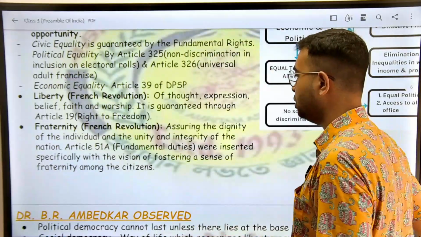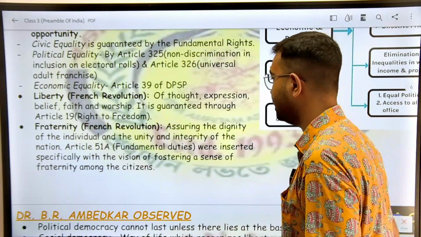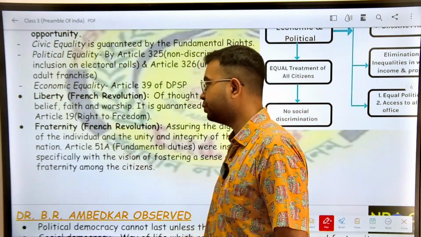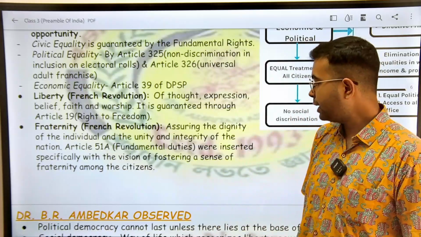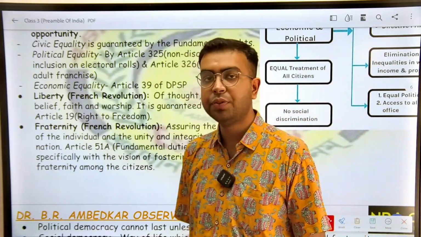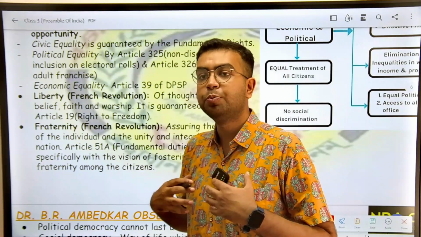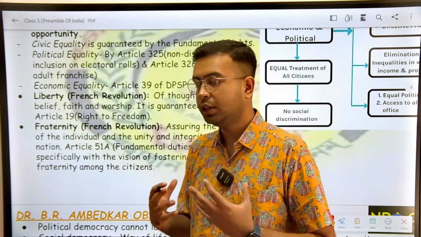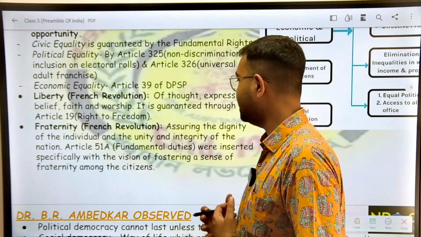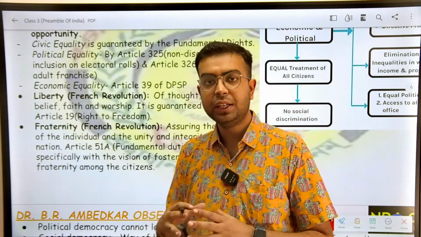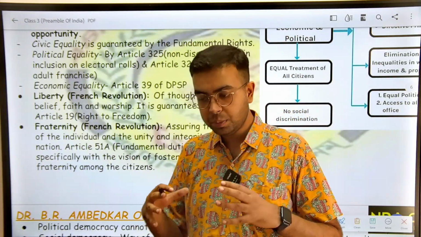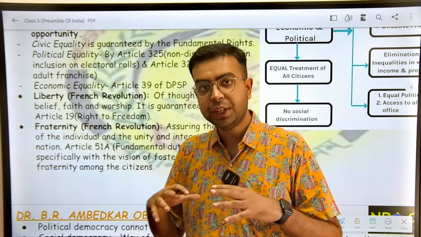The last goal of our constitution is fraternity, also borrowed from the French Revolution. What does fraternity mean? Fraternity is basically meant for promoting a feeling of brotherhood and unity. How will it help the nation? It will unite the nation, integrate the nation, and prevent it from breaking up.